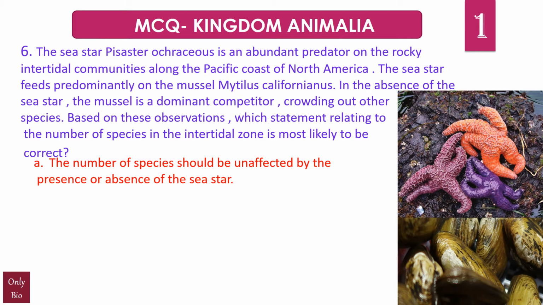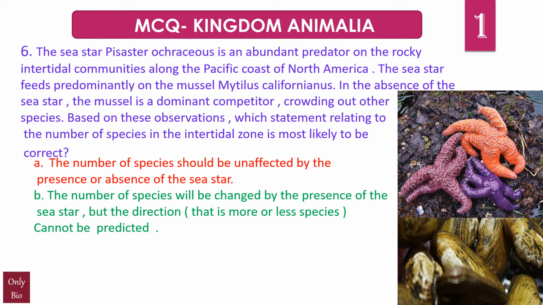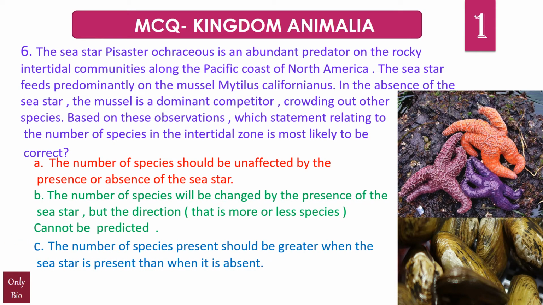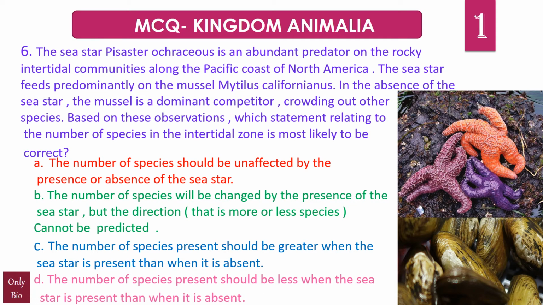So the options here are A. The number of species should be unaffected by the presence or absence of the sea star. B. The number of species will be changed by the presence of the sea star, but the direction, that is more or less species, cannot be predicted. C. The number of species present should be greater when the sea star is present than when it is absent. D. The number of species present should be less when the sea star is present than when it is absent. And the correct answer for this question is C. The number of species present would be greater when the sea star is present than when it is absent.